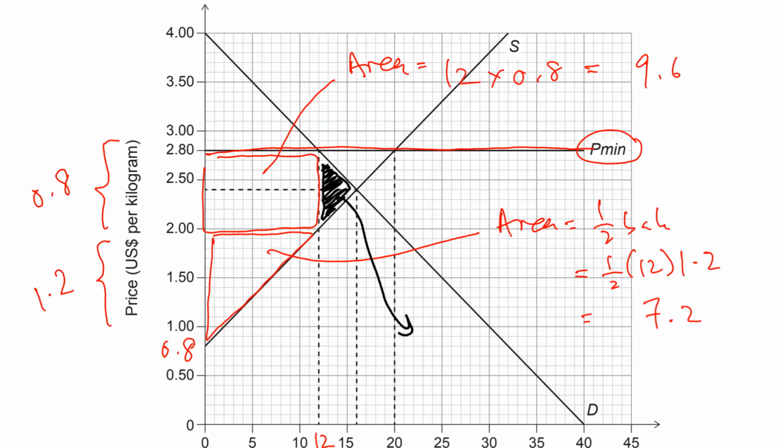So the DWL is going to be equal to that triangle over there. I'm not going to bother doing the calculation for the triangle. Suffice to say, it's like 1.6, I think. You can verify this if you want. It's just two right-angle triangles that you add together. So the deadweight loss is going to be 1.6.